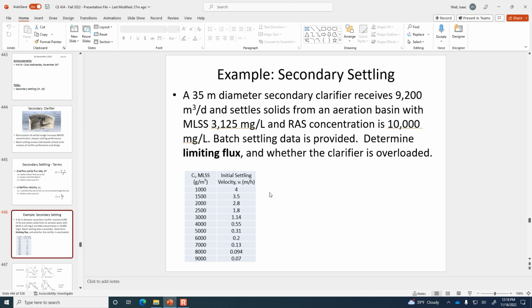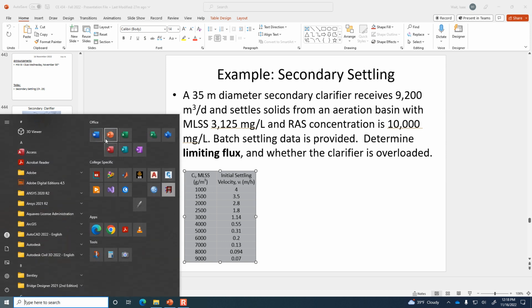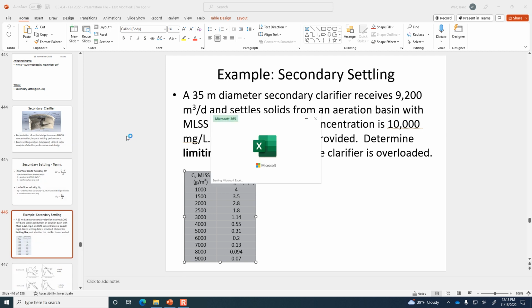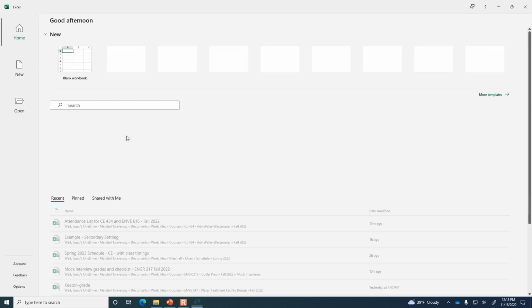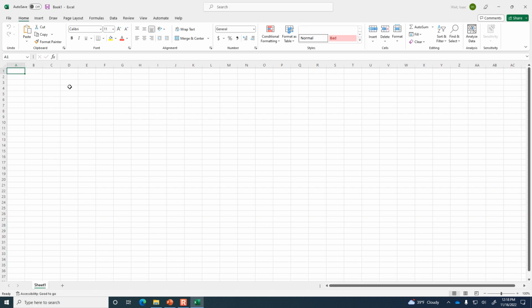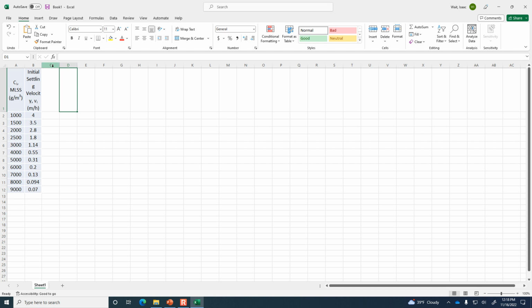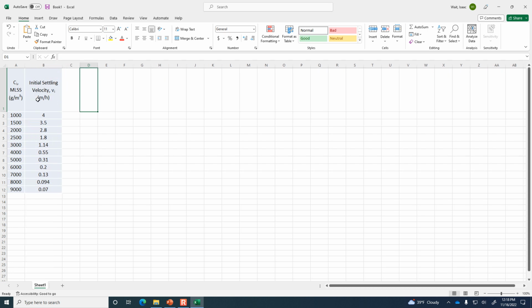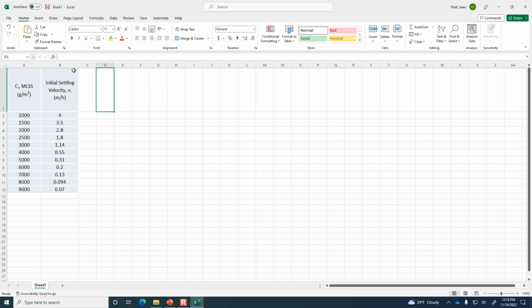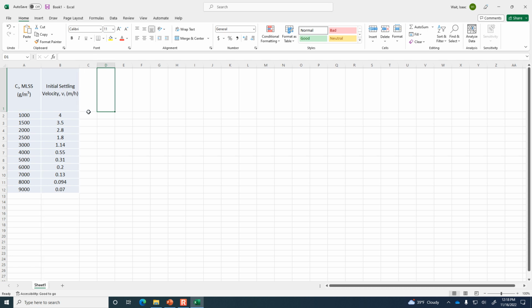So I'm just going to copy all of this data, and if you're following along with Excel, you would have typed it in, I think, to Excel already, but the benefit of me having it already in PowerPoint is that then I can just paste it, which is what I'm going to do here. Okay, so I've got, for different concentrations, what's the initial settling velocity? And so what we're going to calculate now, this is the underflow solids flux.